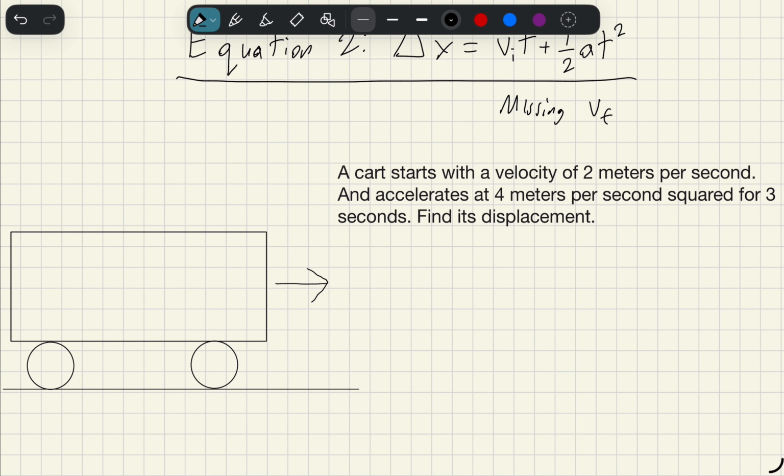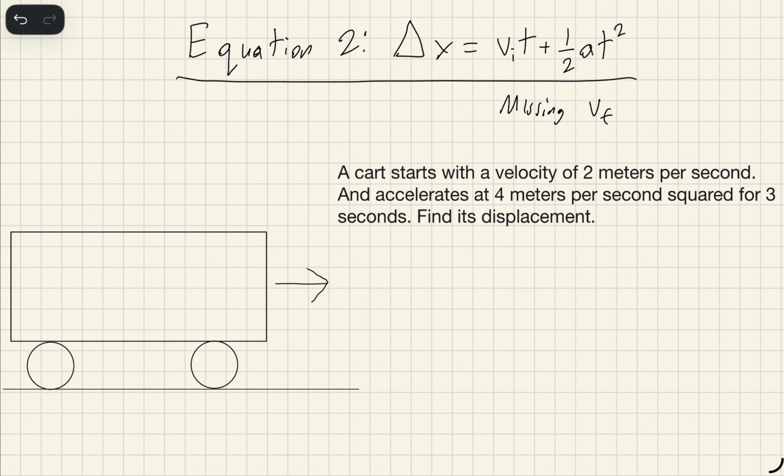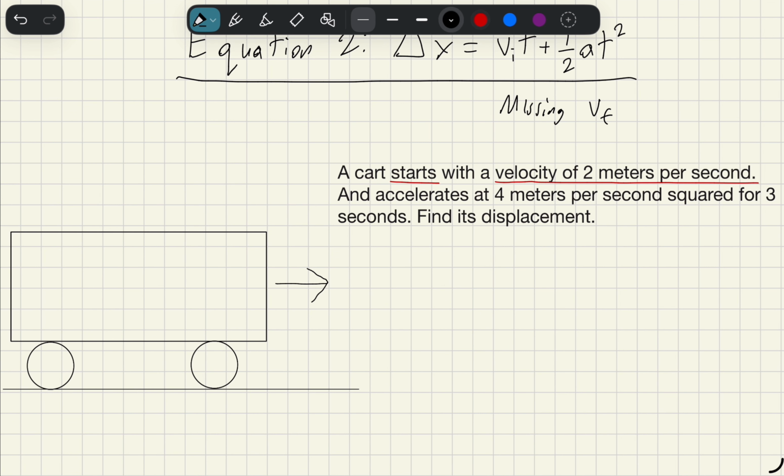I've also written this in the form of a word problem here, so we can practice with taking a word problem and turning it into an equation. I'm going to read through it and I'm going to highlight the things that I find important. We have a cart starting with a velocity of 2 meters per second. And it says it is starting with that. So that's our initial velocity right there. Initial velocity equals 2 meters per second.